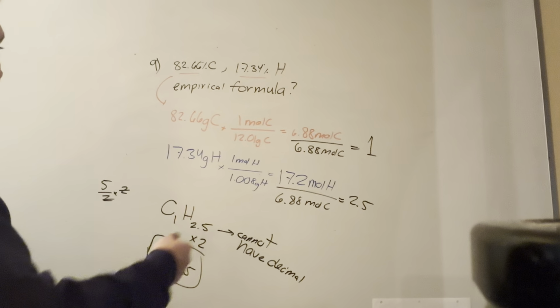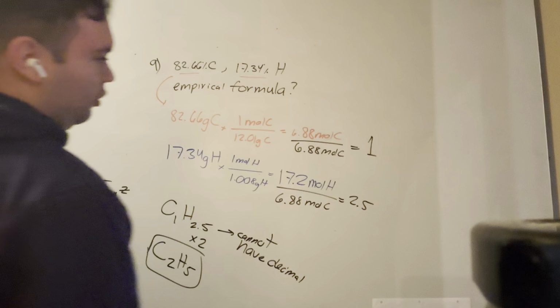So yeah, this is a pretty standard problem you're going to see in the exam. This one only has 2 elements, there could be 3 elements. You just do the exact same thing, one more, and you divide by the smallest one, and you get another element here, and you just make sure there are no decimals, and that's it.